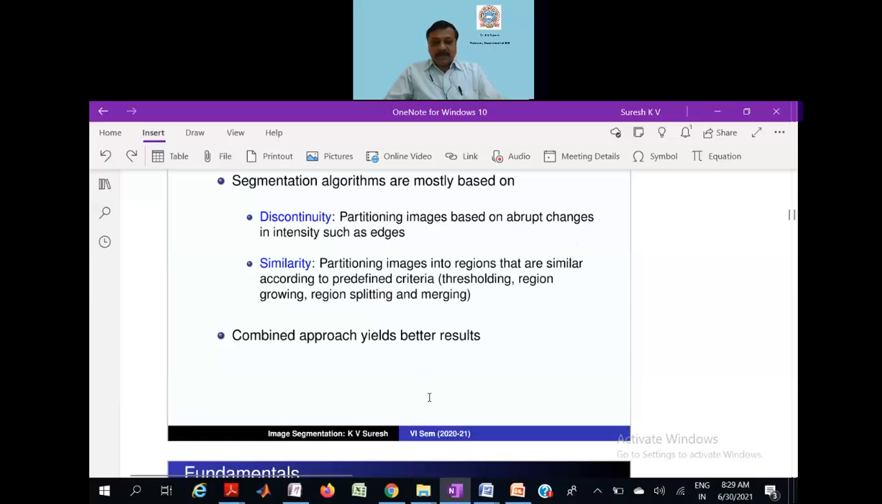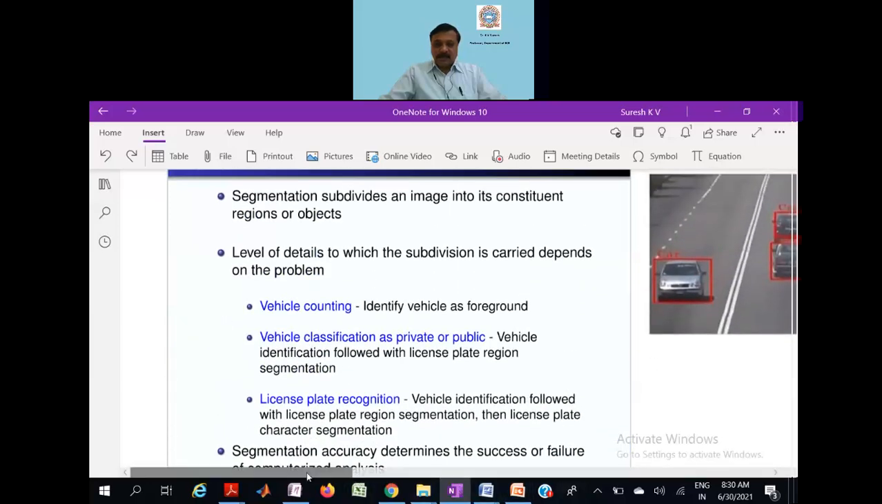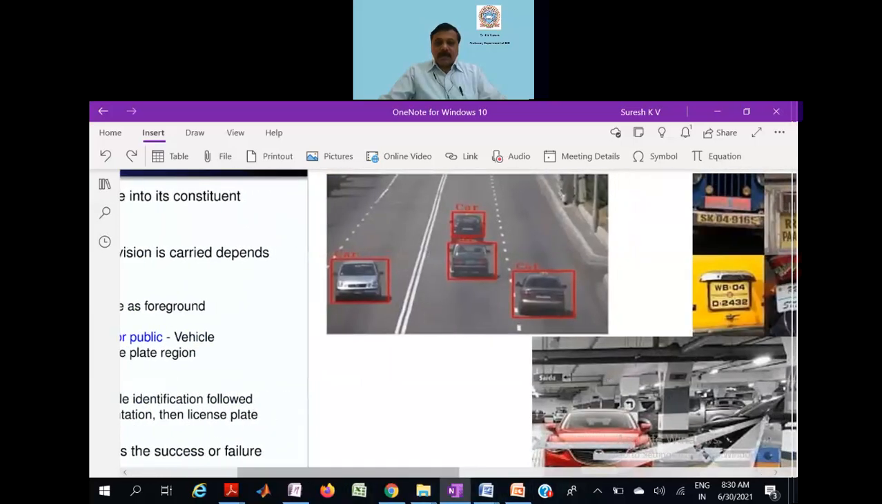So as I mentioned, segmentation algorithms are mainly of two types. One is based on discontinuity, the other is based on similarity. So let me go back to this picture. Now in this picture, how do I say this is a vehicle?